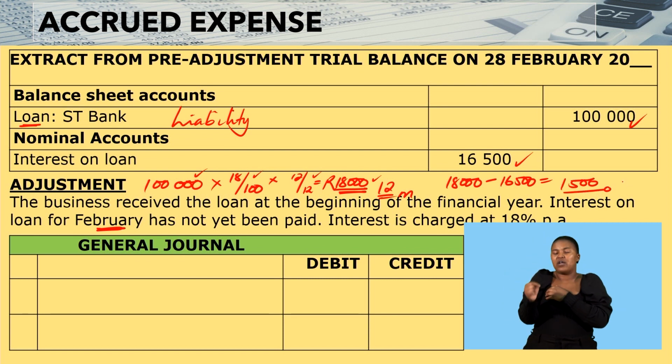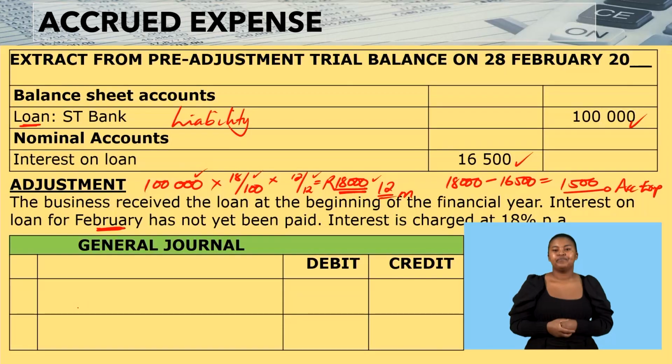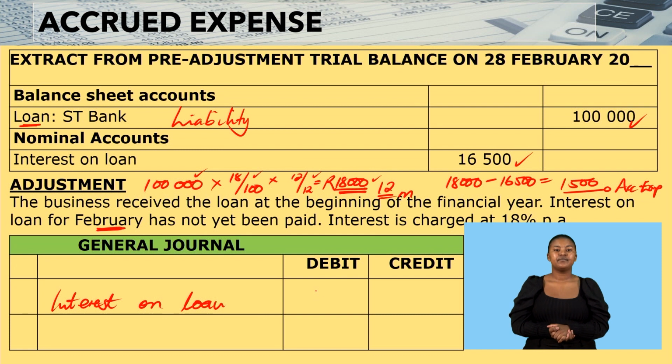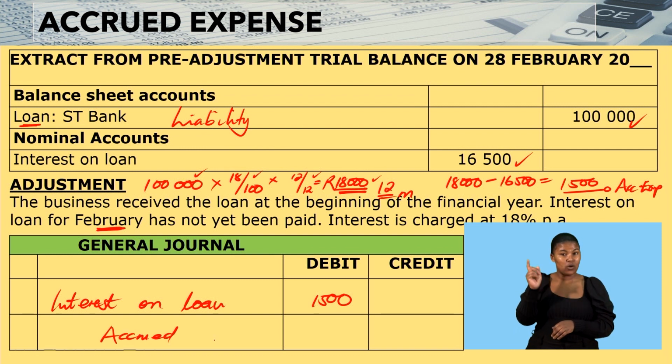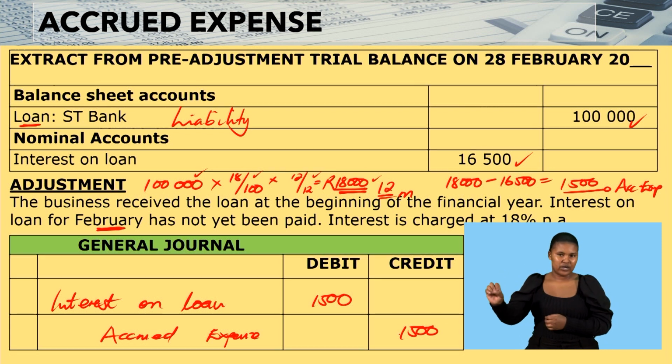1,500. This becomes now my accrued expense. I have interest that is owing for 1 month. The moment I have interest owing, I'll come then to my general journal and I'll debit interest on loan. I'll say interest on loan, and my interest on loan is 1,500. And then I'll credit my accrued expense. And I'll say here accrued expense is credited 1,500. There.